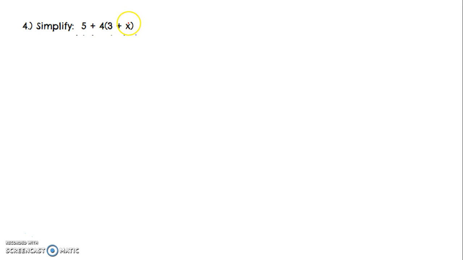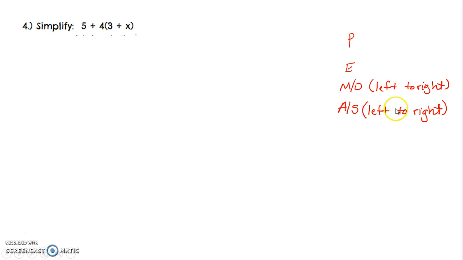It has this x. But whether it has variables, numbers, or a mixture of both, when we simplify an expression, we always follow PEMDAS. Parentheses, then exponents, then multiplication or division, left to right. And then in your very last step, you'll do any addition or subtraction of like terms, left to right.